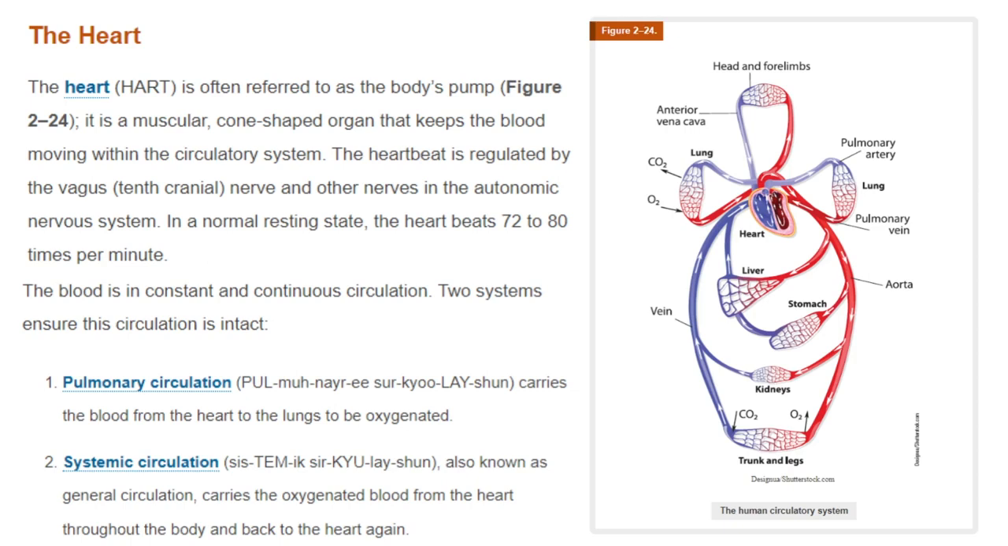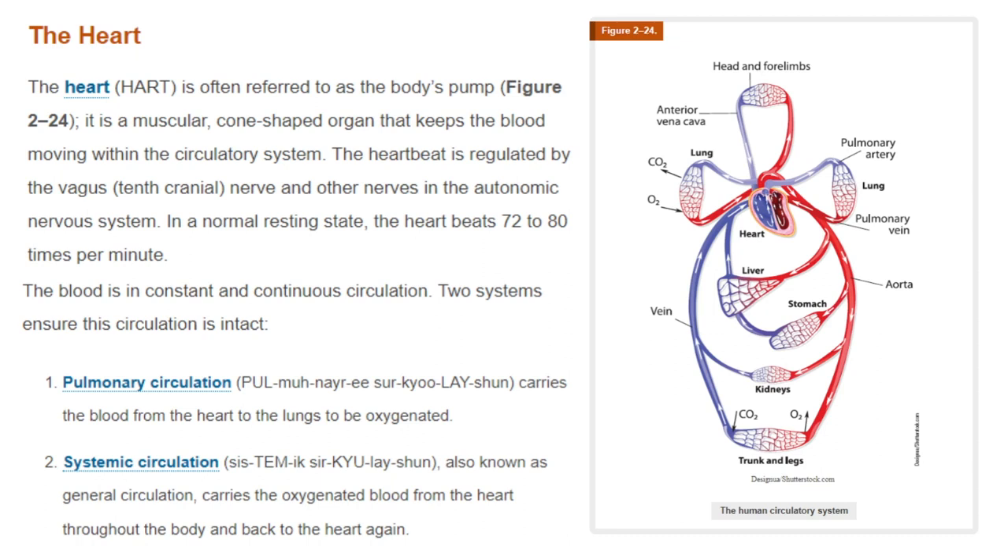The heart. The heart is often referred to as the body's pump. Figure 2.24. It is a muscular, cone-shaped organ that keeps the blood moving within the circulatory system. The heartbeat is regulated by the vagus, 10th cranial, nerve and other nerves in the autonomic nervous system. In a normal resting state, the heart beats 72 to 80 times per minute. The blood is in constant and continuous circulation.